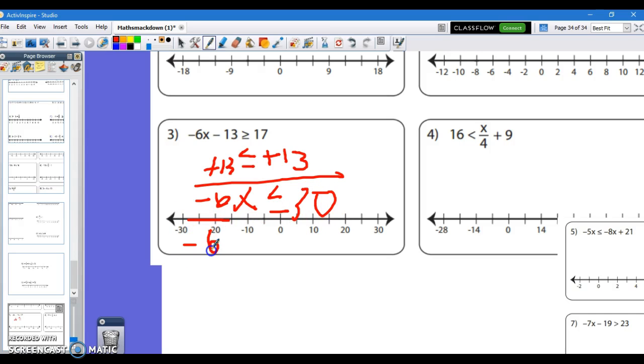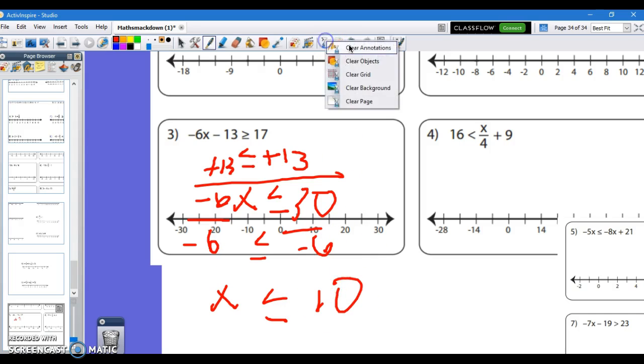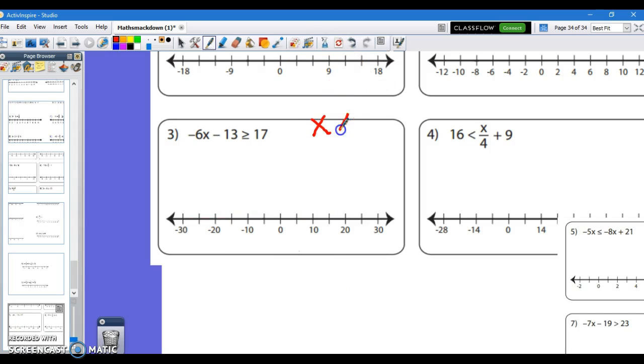Again, divide by that -6. And the reason why our inequality sign flipped is because of that. I ended up dividing by a negative number. So now we have x is less than or equal to a positive 10. Okay, I'm going to rewrite that answer here. X less than or equal to 10. I circle my 10. That circle should be closed in.